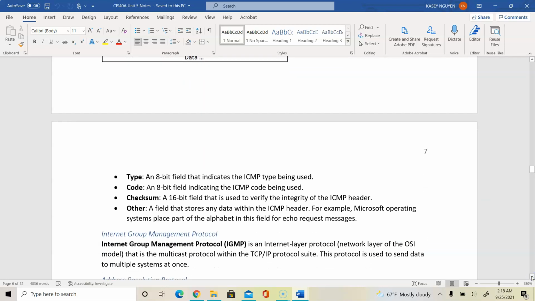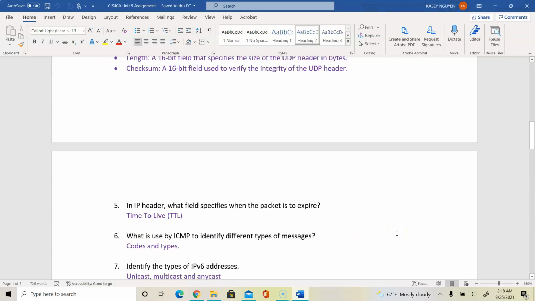So here it gives you some breakdown of some of the fields in the ICMP header. For the protocol that you're using, you would always have some form of header, and that header would contain information about the source to destination, the integrity check, and some time code or things to make sure that it validates the connection. So in the next question, it asks what is used by ICMP to identify different types of message. It would use codes and types, as we would see how echo request would be a certain code, and when host is unreachable, it would be 3, and then there's a subtype code.